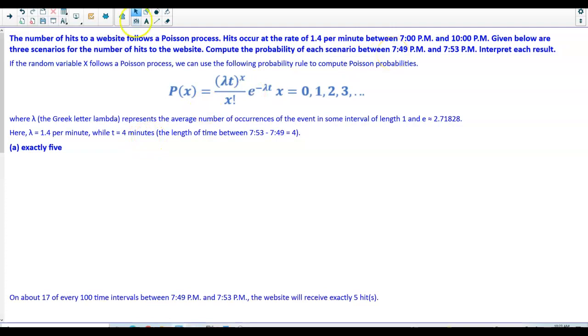Now here we can see that lambda represents 1.4 and t is going to equal 4 minutes. Let me go ahead and highlight those two pieces of information. We know that lambda is going to equal 1.4 and t is going to equal 4 because we need to find the difference between 7:53 p.m. and 7:49 p.m. So when we subtract those two, it gives us 4.